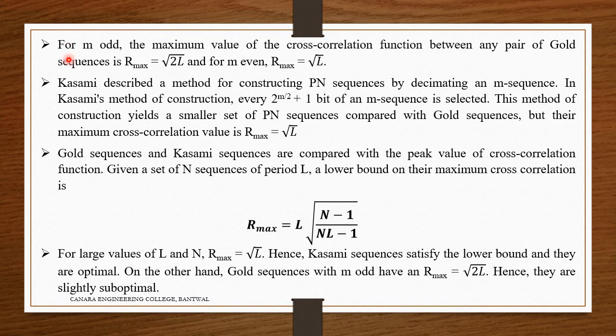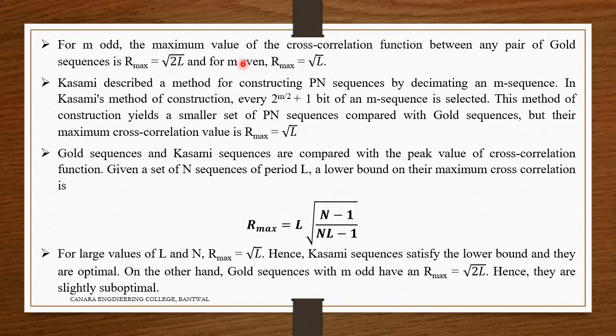Here, for M odd, the maximum value of the cross correlation function between any pair of Gold sequences is Rmax equal to square root of 2L, and for M even, Rmax is equal to square root of L. So this is how we get the value. This is what concerns the Gold sequence.